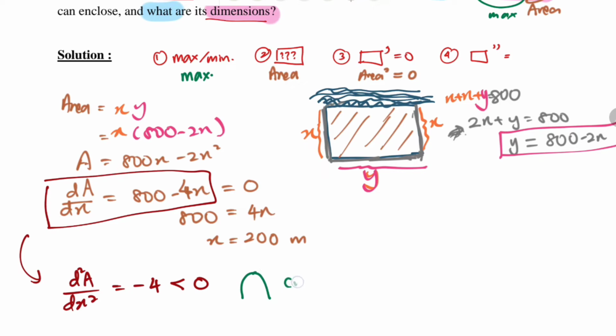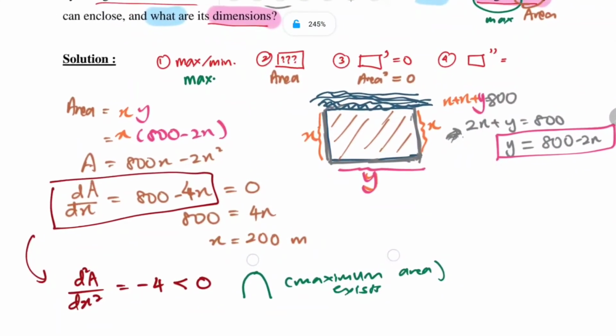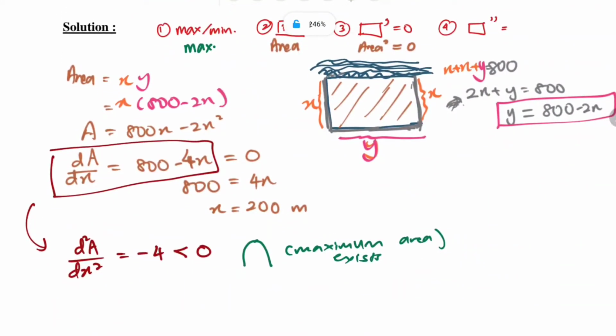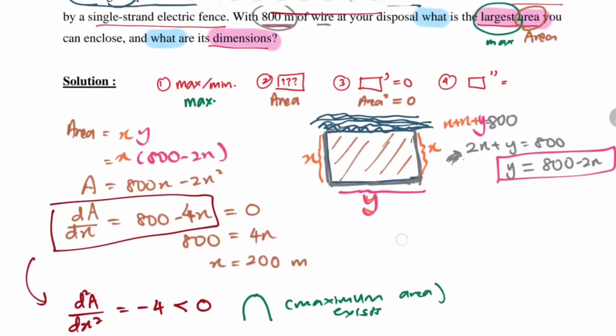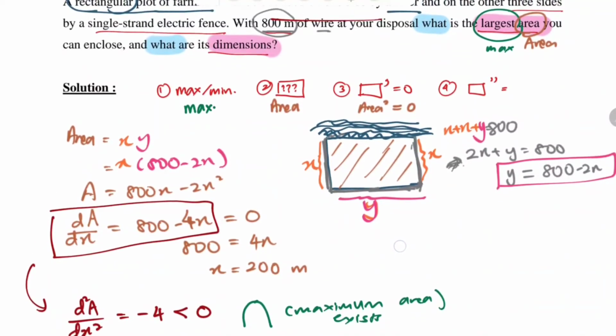And here you see, it's actually maximum. So we can conclude that the maximum area exists. Here it means that the value x equal to 200 meters maximizes the area and does not minimize the area. And it agrees to what we are looking for. So we have found what is the value of x which maximizes the area.